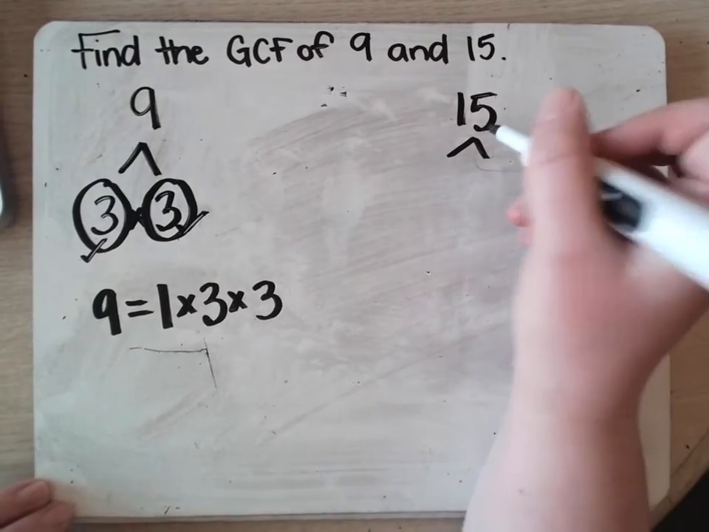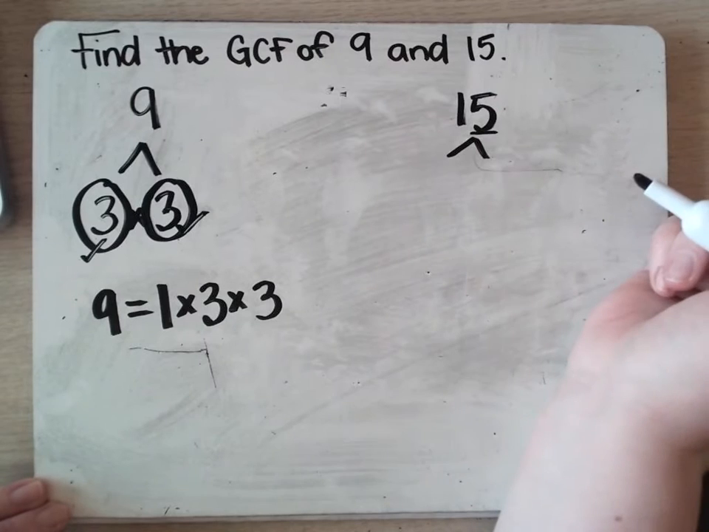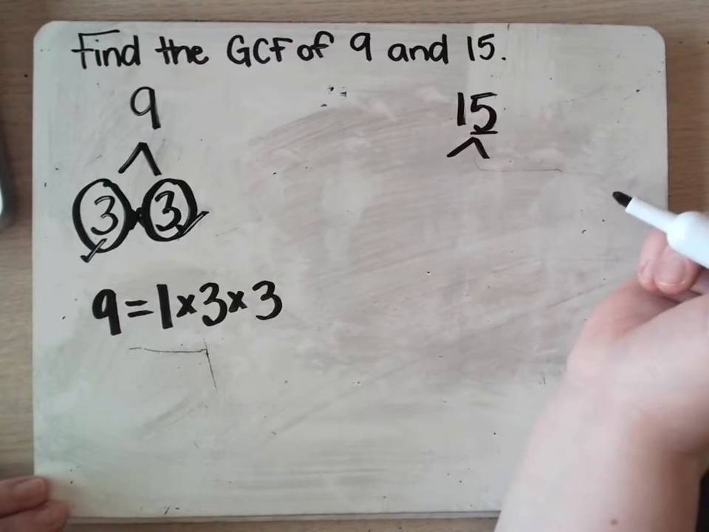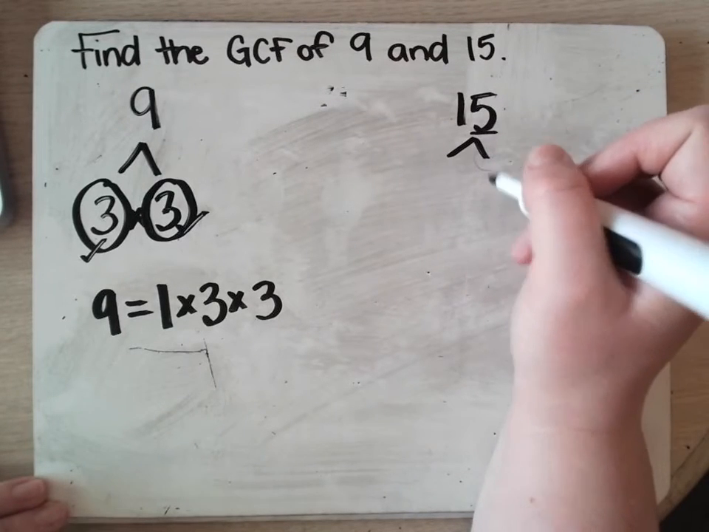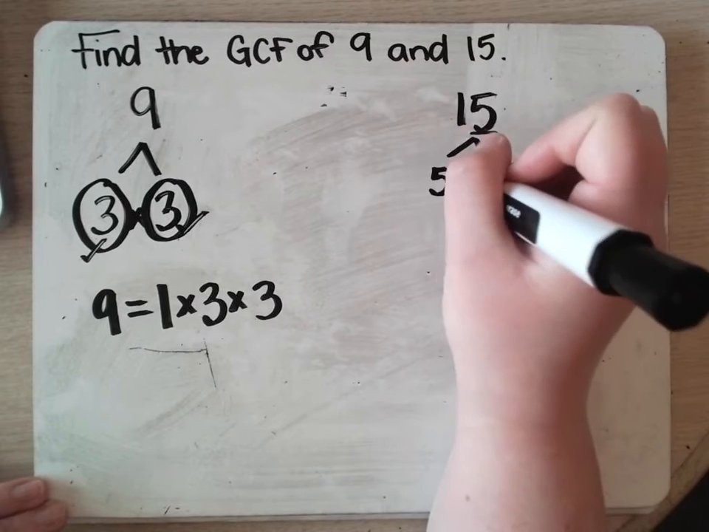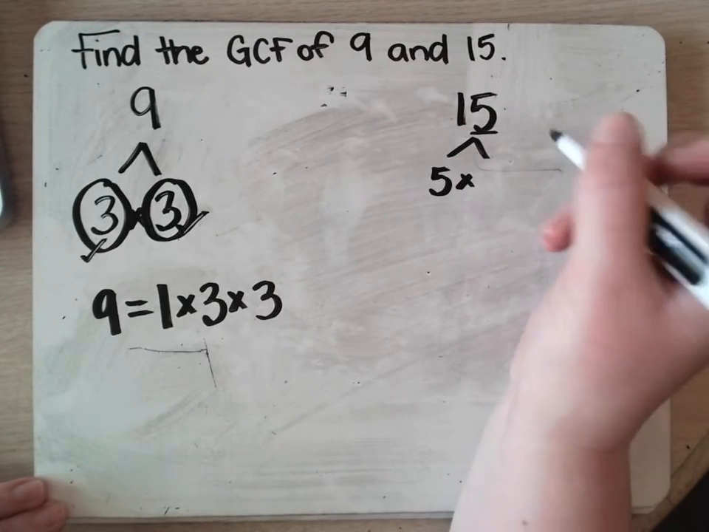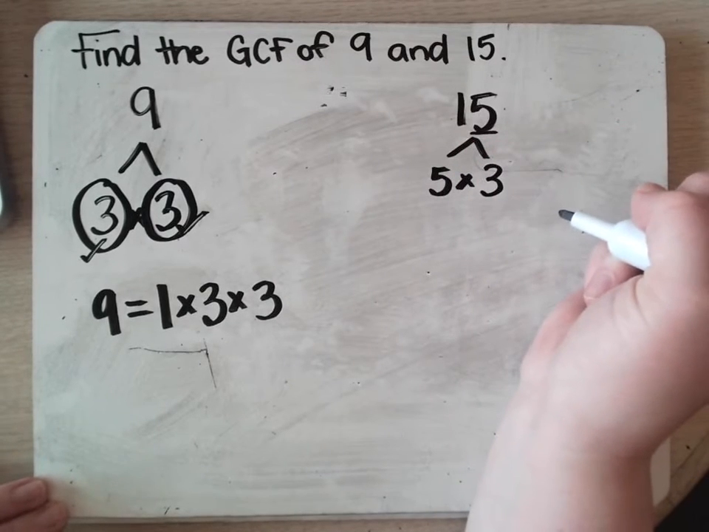Well, I noticed there's a 5 in the ones place. Anytime there's a 5 in the ones place, that number is divisible by 5, so 5 will be a factor. If there's a 0 or a 5 in the ones place, 5 times something will give you that number. In this case, 5 times 3 equals 15.